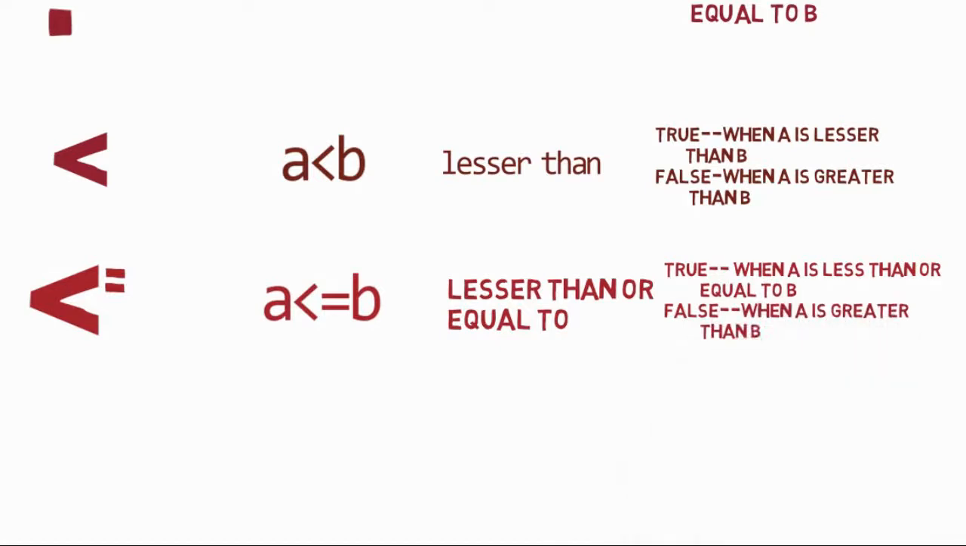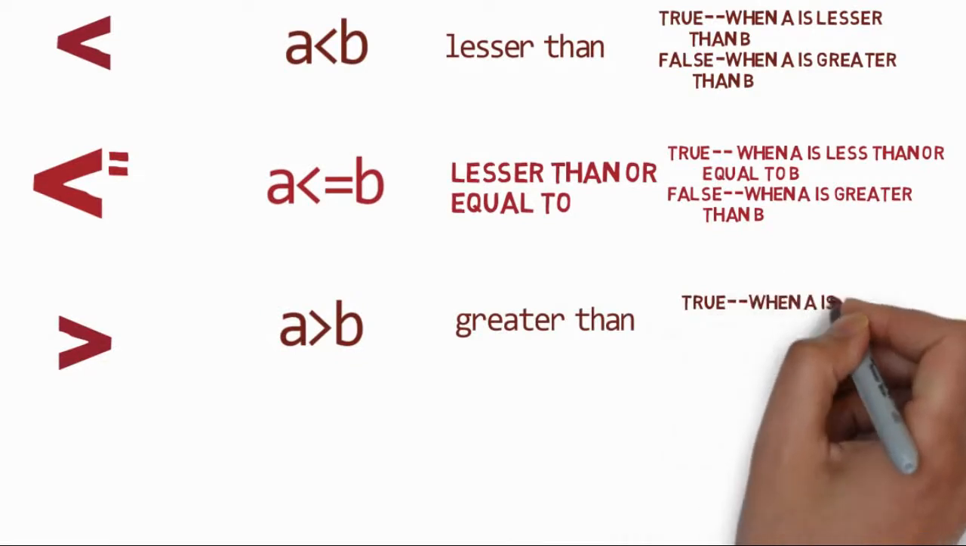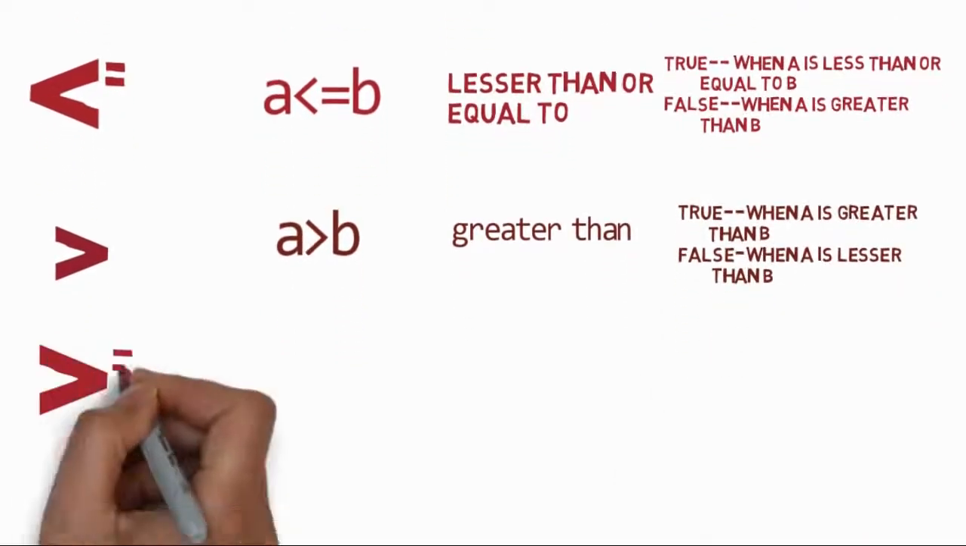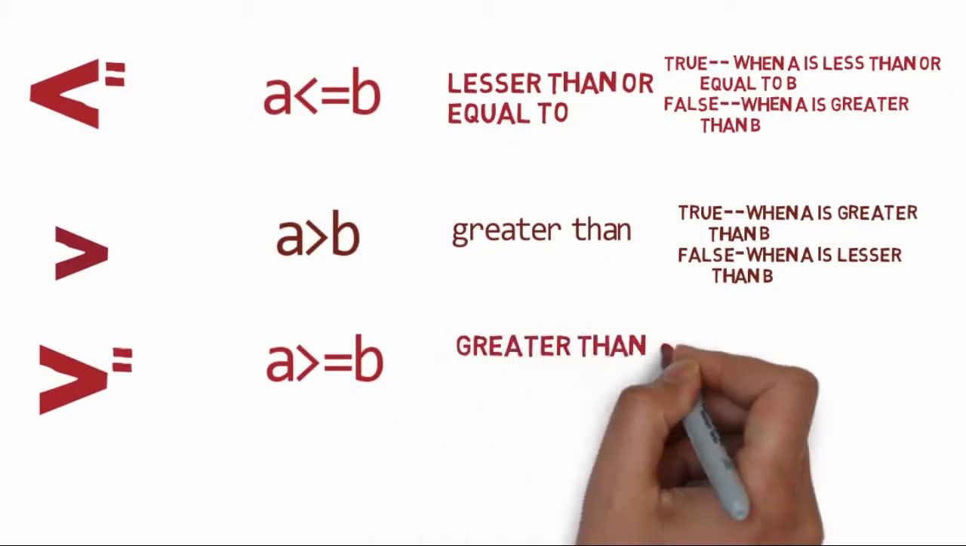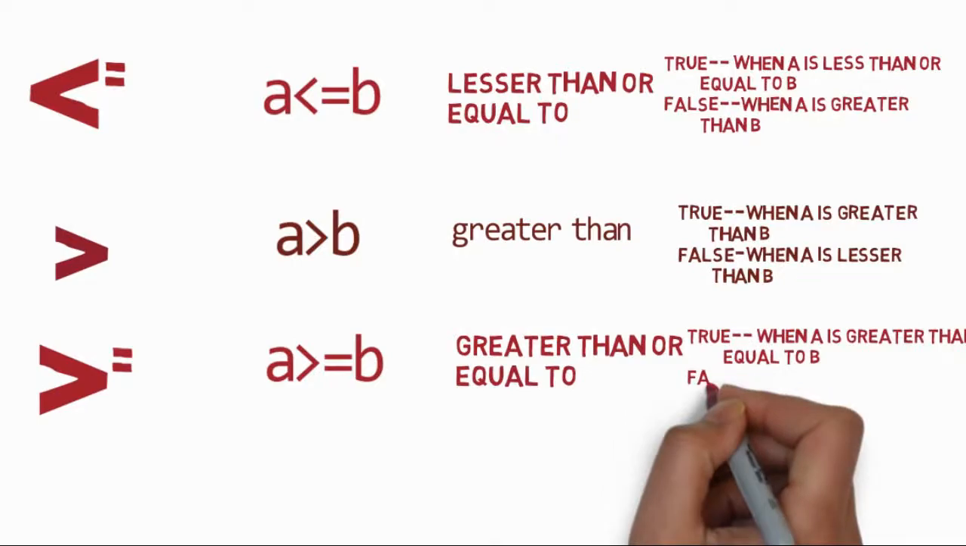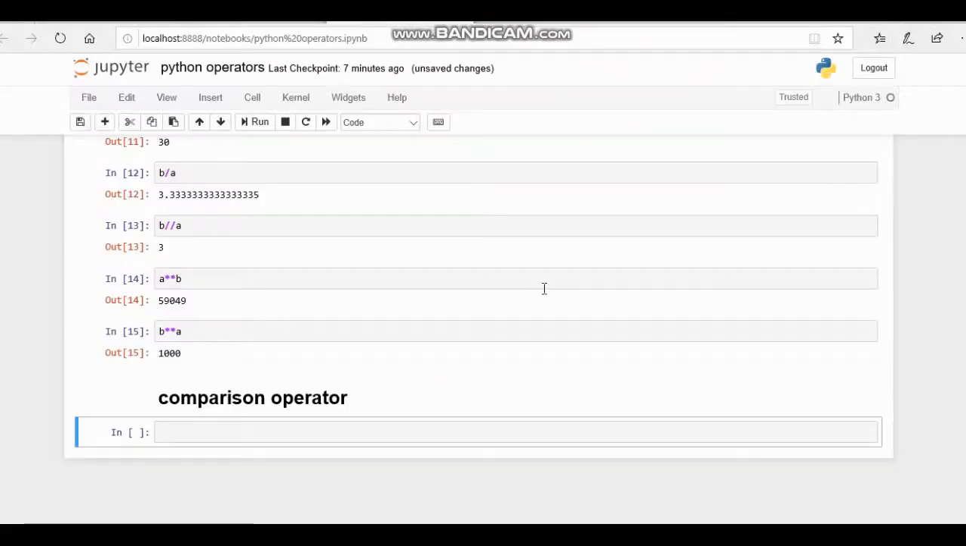Another operator is the greater than operator, which produces true when a is greater than b and false when a is lesser than b. The last operator is the greater than or equal to operator, which produces true when a is greater than or equal to b and false when a is lesser than b. Now let's do some hands-on related to comparison operators.